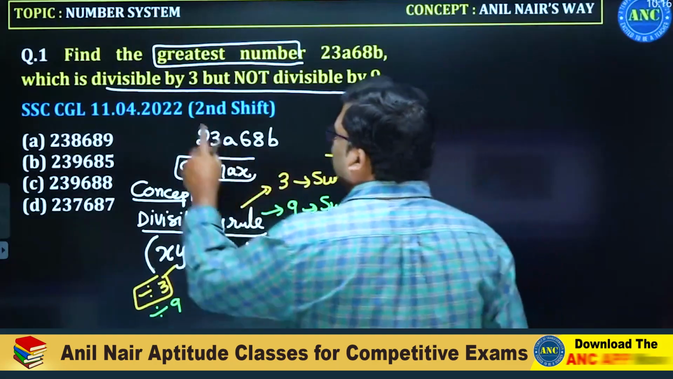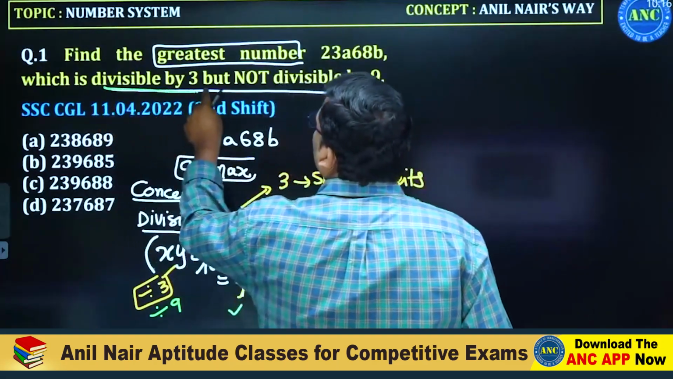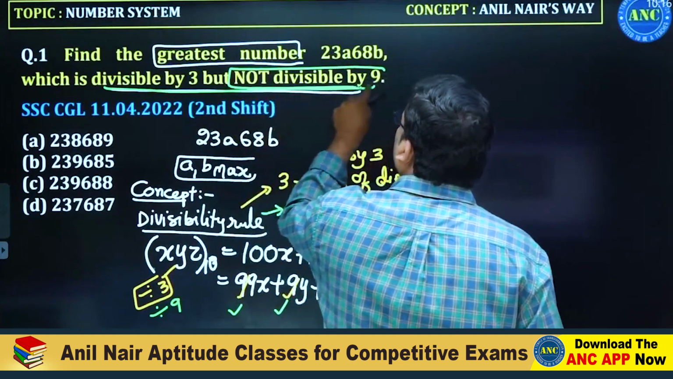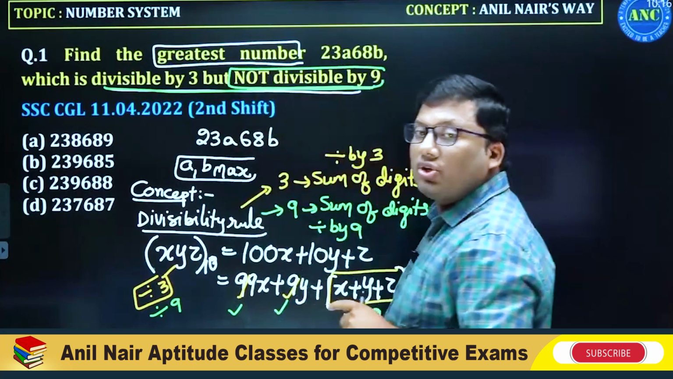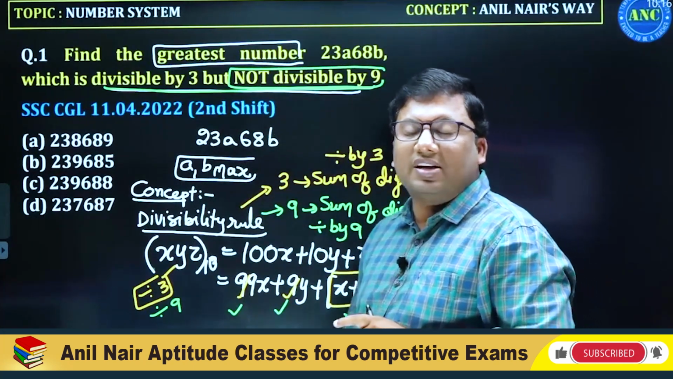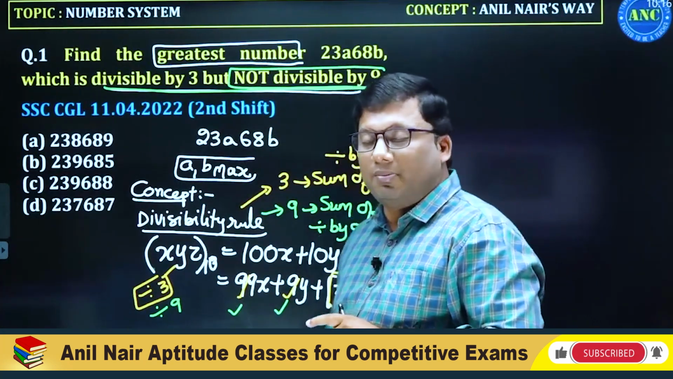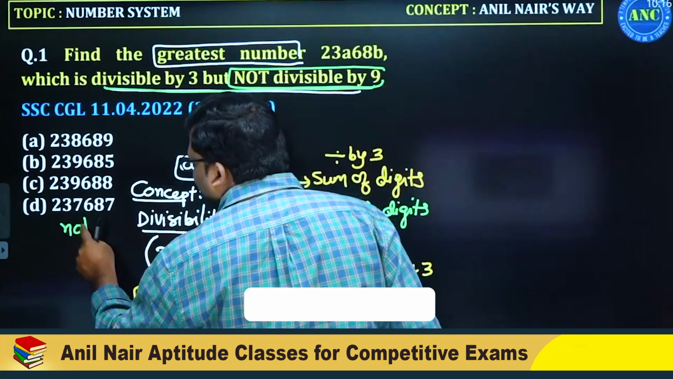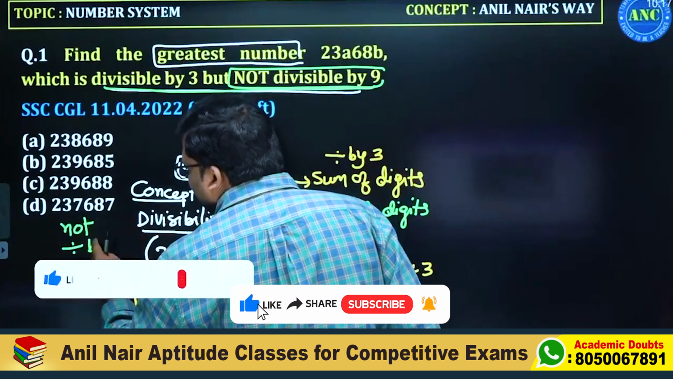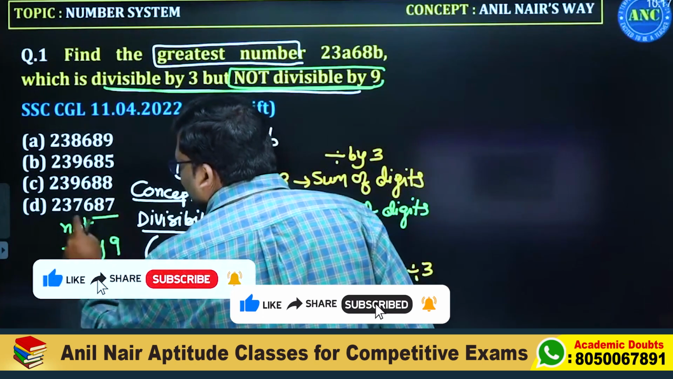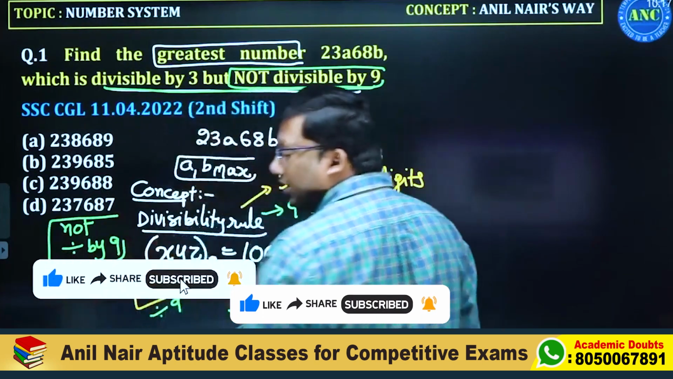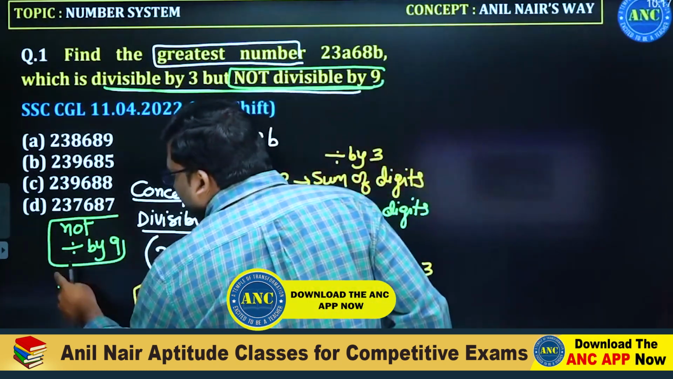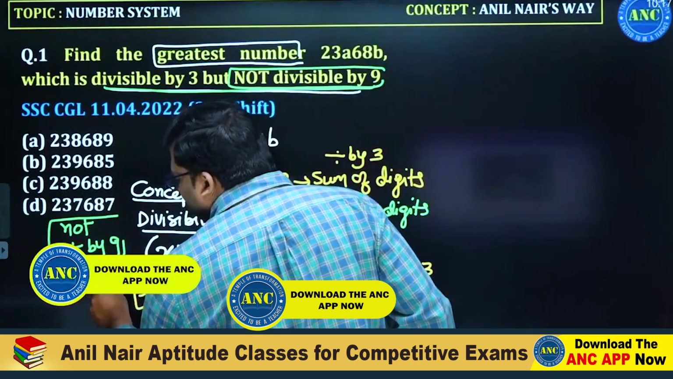Please read the question. Divisible by 3 but not divisible by 9. The number should not be divisible by 9. When I say the number should not be divisible by 9, that means the answer should not be divisible by 9. When a number is not divisible by 9, that means the digital sum should not be 9. In the answer options, the digital sum should not be 9.